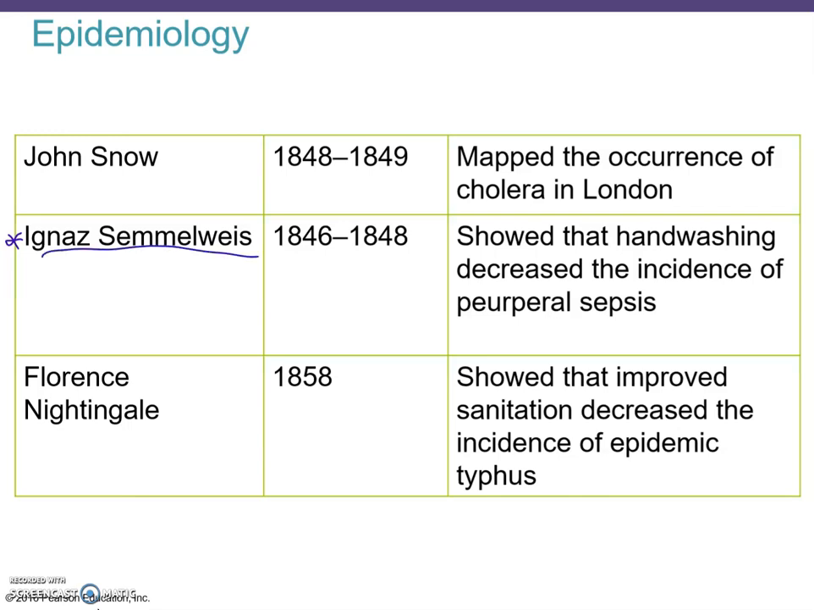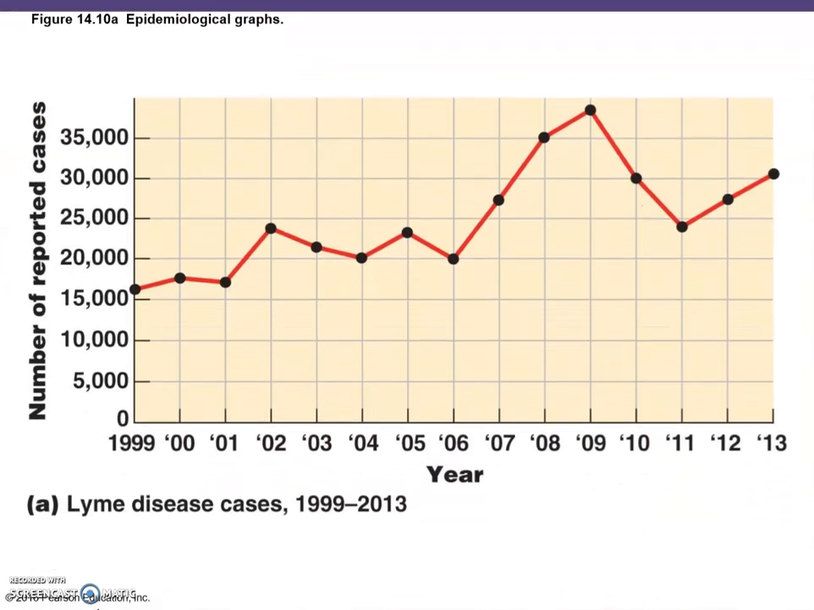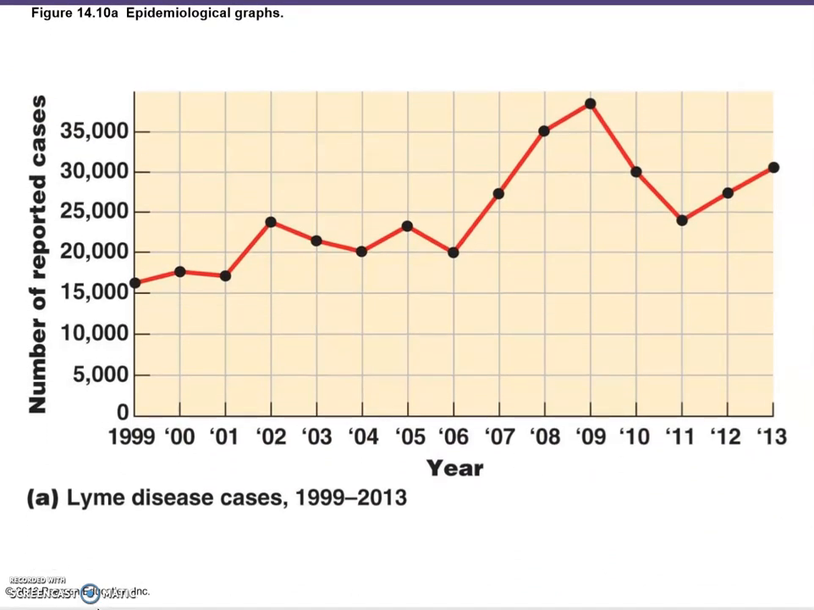So this guy right here. Also, John Snow mapped the occurrence of cholera in London to a particular well that was contaminated and made a lot of people sick. So he's also a big contributor to epidemiology. And then the nurse Florence Nightingale showed that improved sanitation decreased the incidence of epidemic typhus. Basically the same thing: recognizing how a disease is spread and then implementing measures to limit its spread. That's what epidemiologists do.